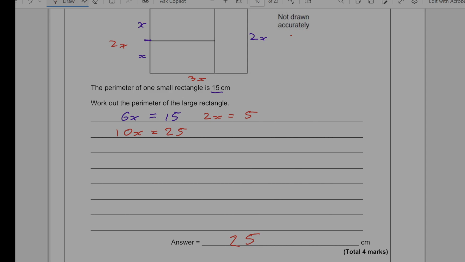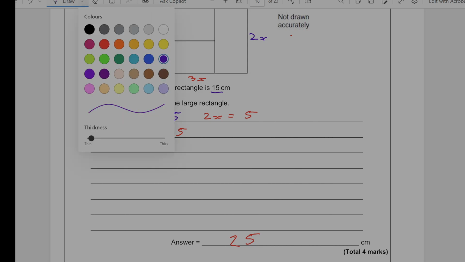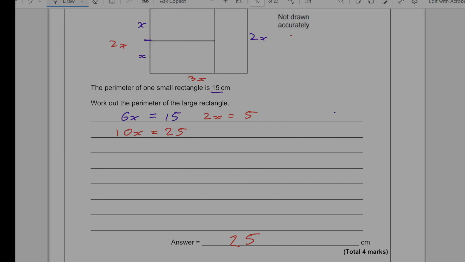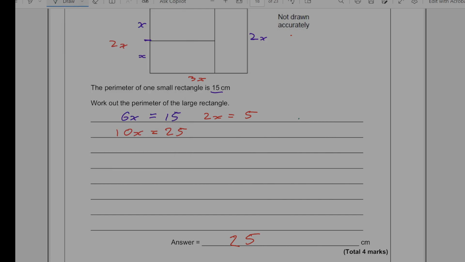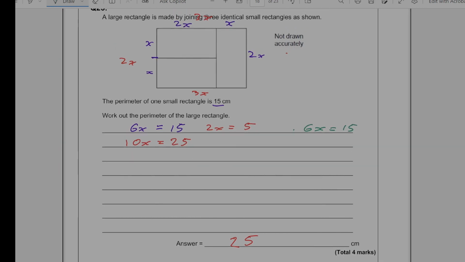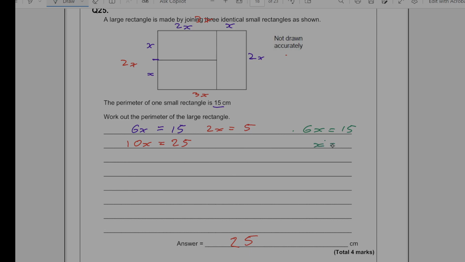I like to take shortcuts where I can. Feel like I should probably do the common way though. So let's do that in green. We could have said that if 6x is equal to 15, then x is going to be equal to 2.5. So 10x is going to be equal to 25.